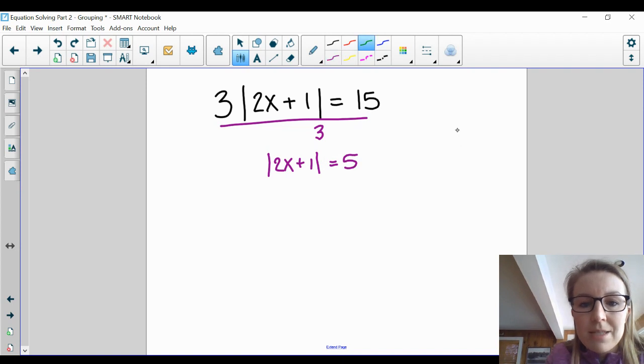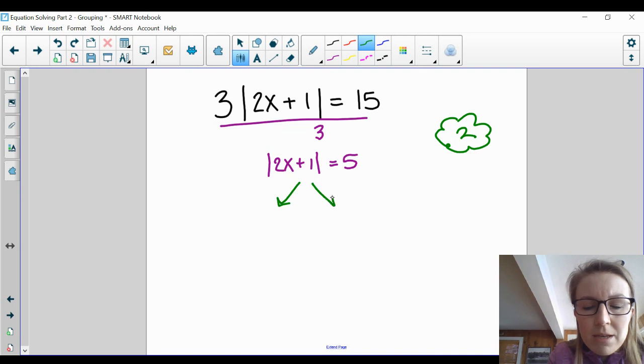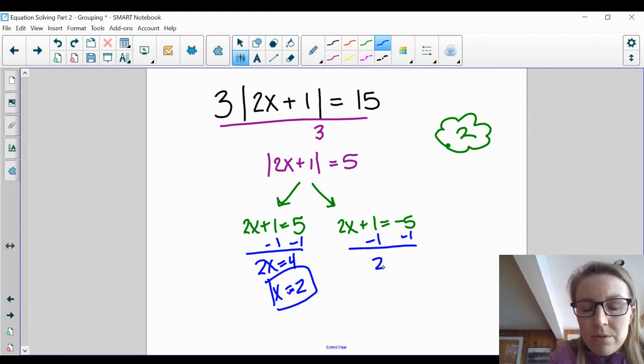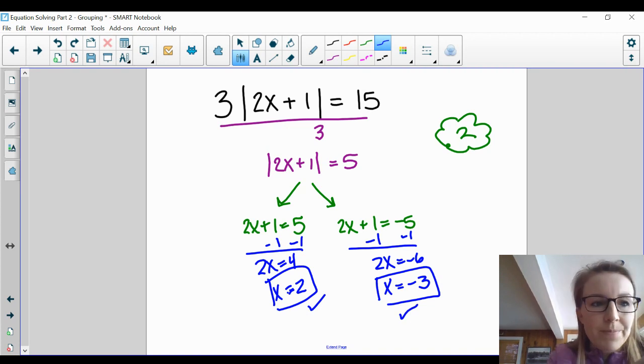We then, because it's an absolute value equation, are always going to be looking for 2 solutions. So I'm going to split this equation into my 2x plus 1 equals positive 5, and then 2x plus 1 equals negative 5. And then I'm going to solve each of these. I subtract 1, I get 2x equals 4, then divide by 2, so I know I have x equals 2. And then here, subtract 1, so I get 2x equals negative 6. I divide by 2, and I get x equals negative 3. So again, I have 2 solutions because I have an absolute value equation.